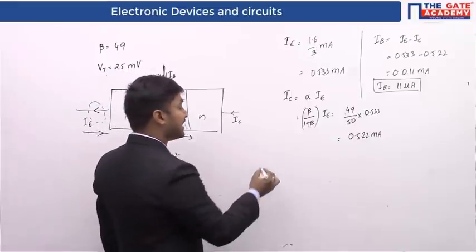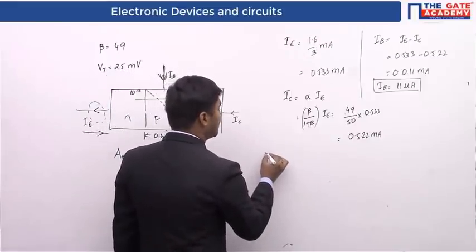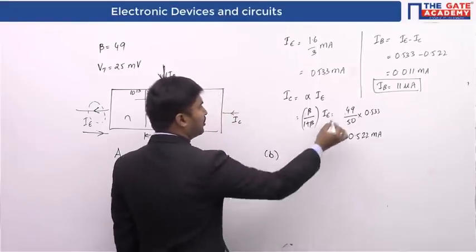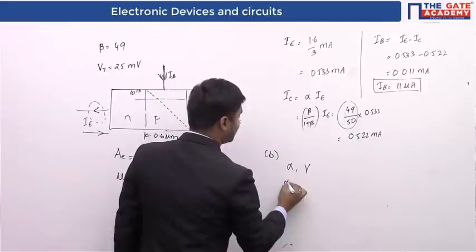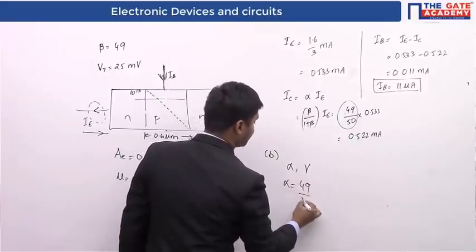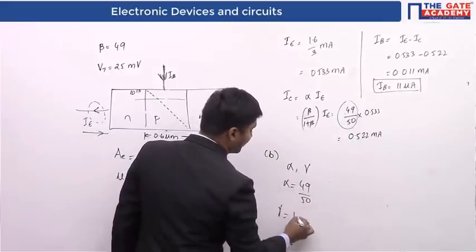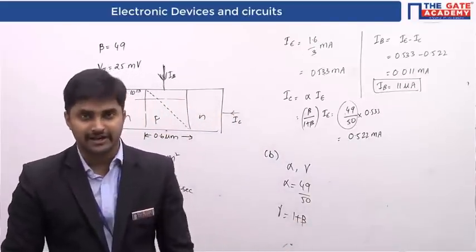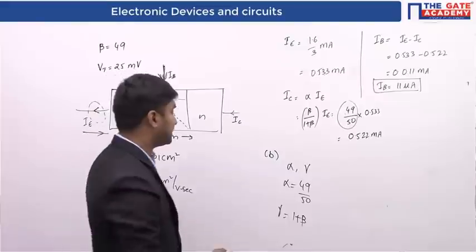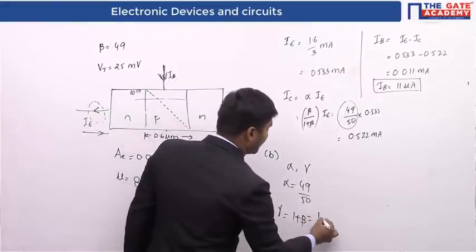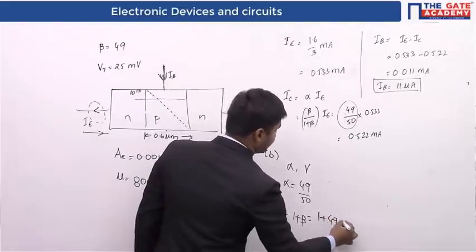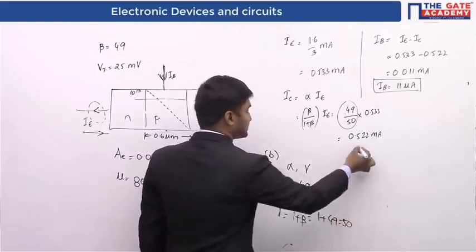With this we complete the first part of the question. The second part is that, given the value of beta, we have to find out the values of alpha and gamma. We already found the value of alpha: alpha is going to be 49 by 50. And gamma, the common collector current gain, will be equal to 1 plus beta. What is beta? 49, so gamma is 50. So this is the second part.